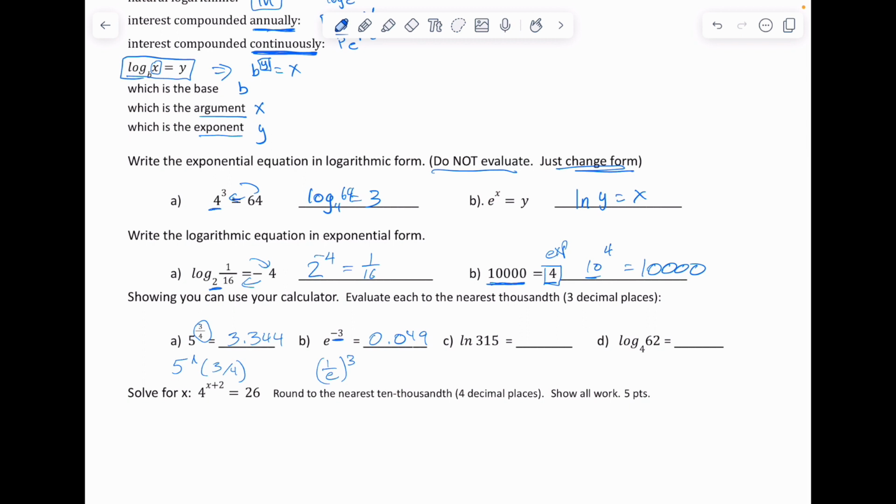Natural log is just going to be 5.753. And log base 4 of 62 is going to give you 2.977.